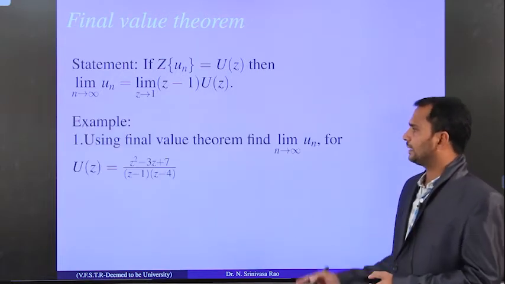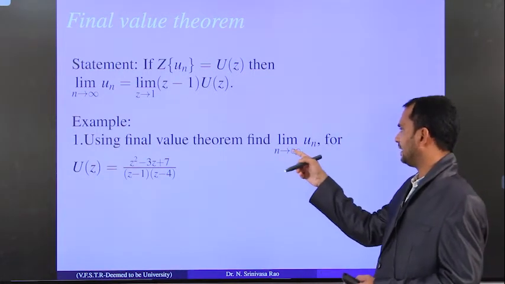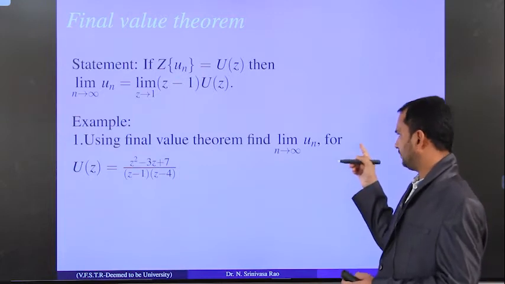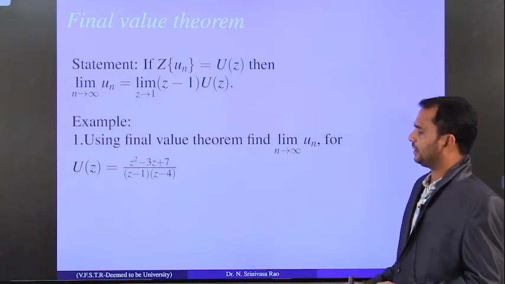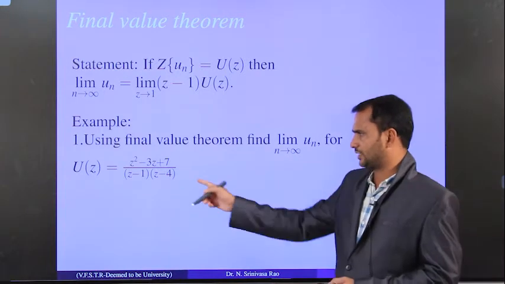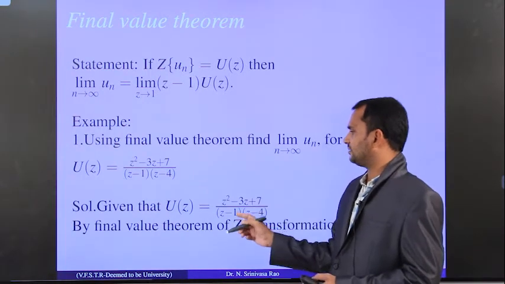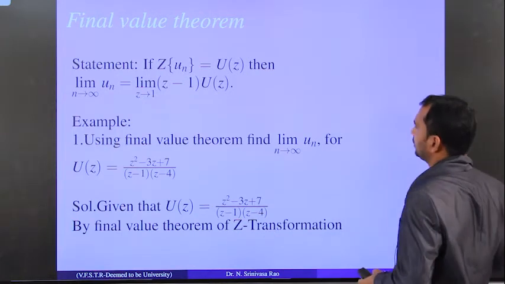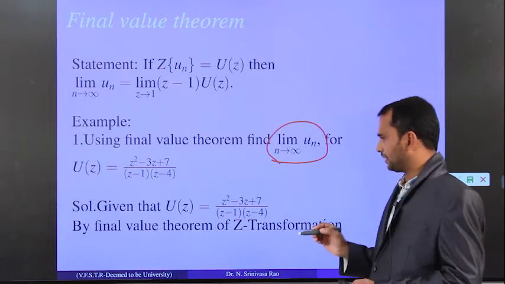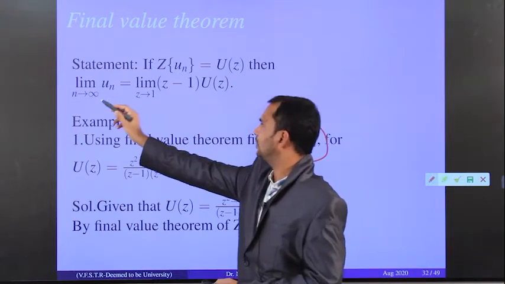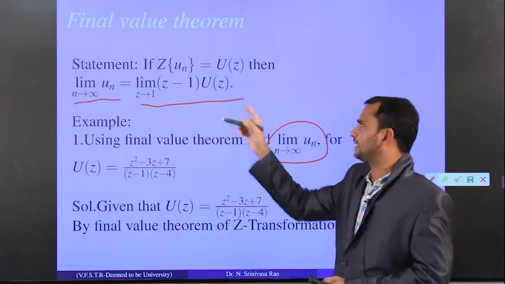Now look at the example. The first example is: using the final value theorem, find the limit as n tends to infinity of un, where U of z is given by (z squared minus 3z plus 7) divided by (z minus 1) into (z minus 4). So U of z is given. Our target is to find the limit of un as n tends to infinity. According to the final value theorem, this is the limit as z tends to 1 of (z minus 1) into U of z.